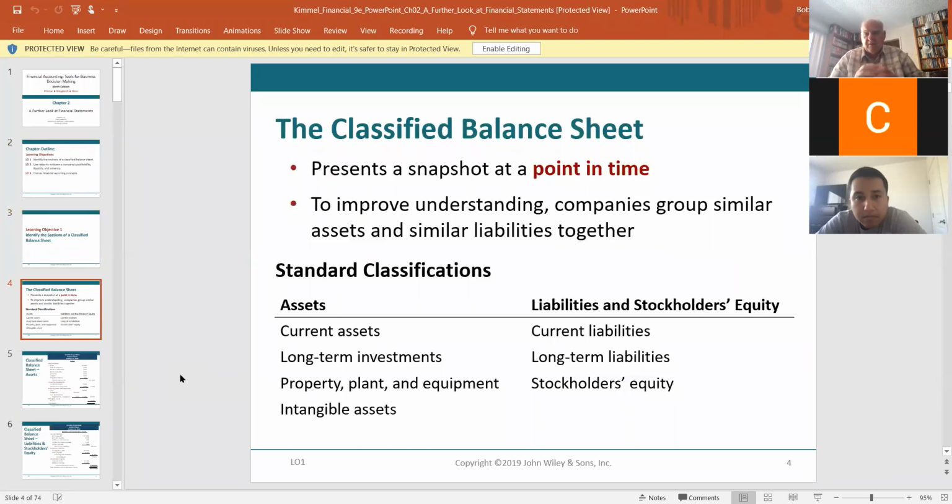A balance sheet is a snapshot in time, and that is a very important thing to understand. Sorry about that interruption.